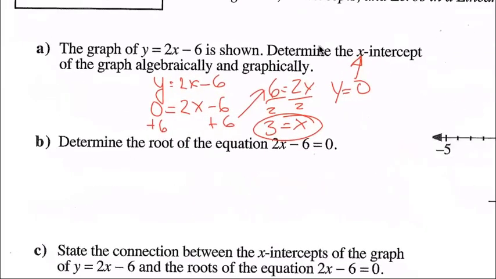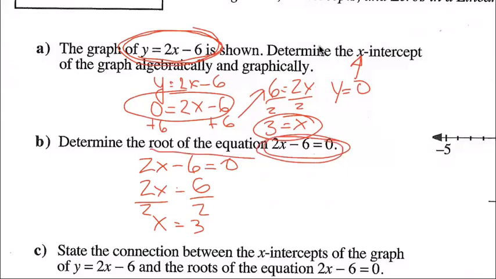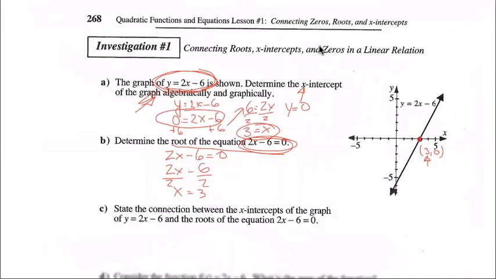Question B, determine the root of the equation 2x minus 6 is equal to 0. Well, isn't that the same process that we just went through here? 2x minus 6 is equal to 0. Add 6 to both sides. 2x is equal to 6. Divide by 2 on both sides. X is equal to 3. Okay, same thing. So depending on how it's written, here's the equation. Here is an equation as well, but it's equal to 0. This is what we call the root of the equation. We would call this the root of the equation as well as the x-intercept right there.